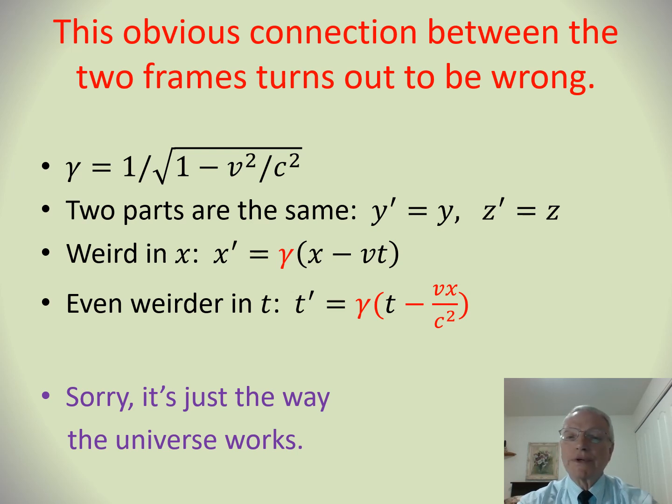In time, it's even weirder. The t prime formula is not that t prime is equal to t, which would mean clocks run the same in both frames, which we know isn't true. The formula for t prime has a gamma in it, and it's also tangled up with x. It has a minus vx over c squared in it. Now, I'm sorry, but this is just the way the universe works.